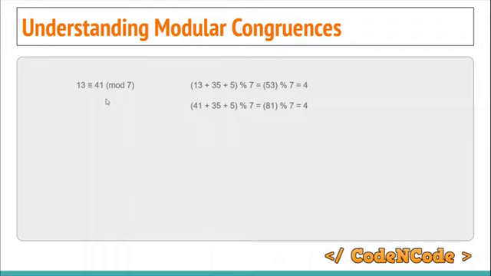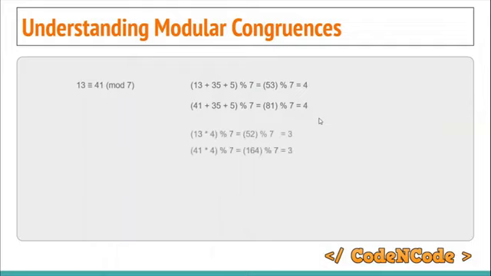When two integers are congruent to each other and you are working under the same modulus, here we were working under modulo 7 and these are congruent to each other under modulo 7. Remember, if you change the modulus, they may not be congruent to each other. Since under modulo 7, 13 is congruent to 41, we can replace 13 with 41 and the result won't change.